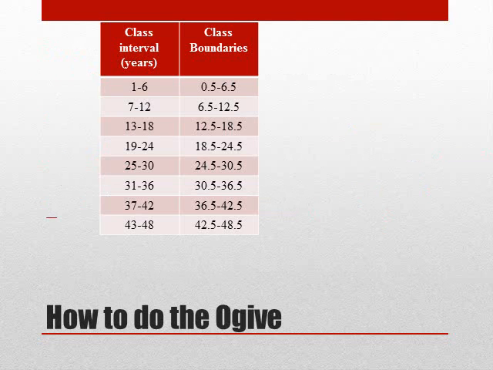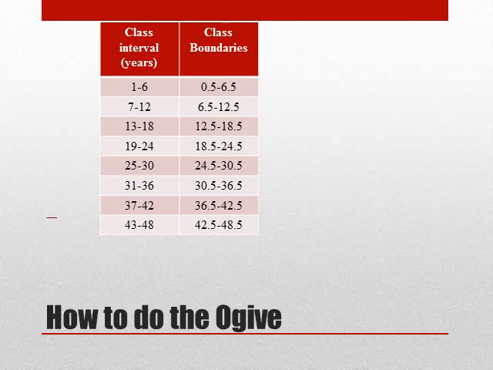Now we're going to learn how to do ogive. Normally the question will give you information of class intervals and frequencies. The first thing that you need to do is to calculate the class boundaries. For the first class interval, 1 to 6, the class boundaries are 0.5 to 6.5. And then for 7 to 12, the class boundaries are 6.5 to 12.5.